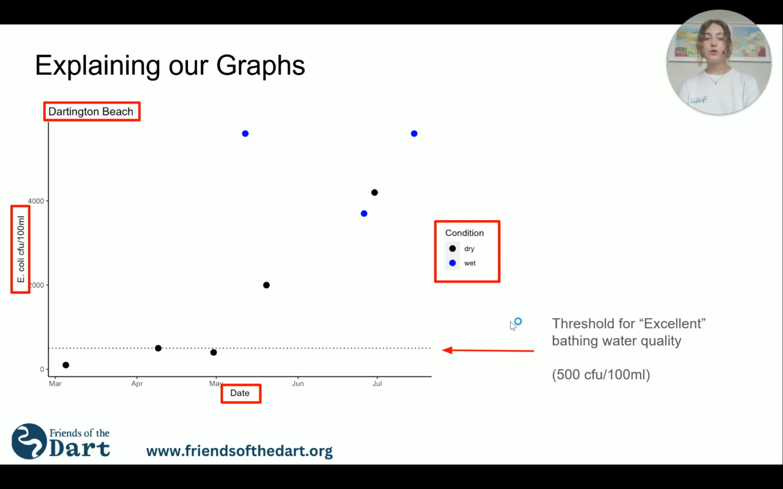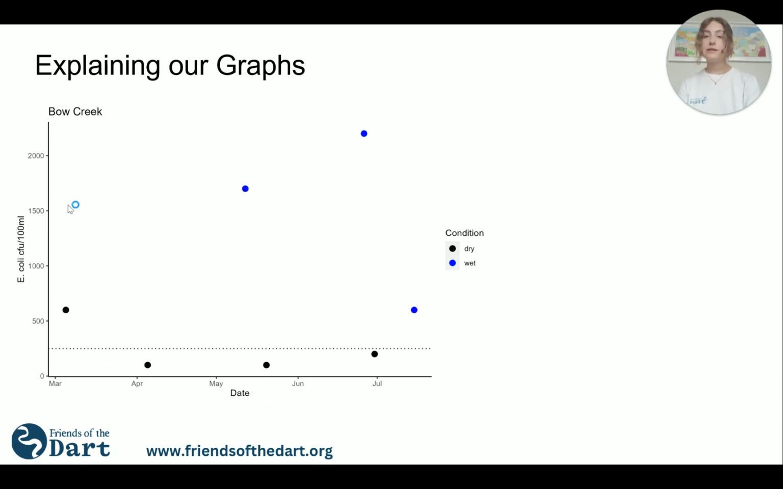This represents the threshold for excellent bathing water quality, as defined by DEFRA and as used by the Environment Agency to categorise bathing sites. So Dartington Beach is a non-tidal site, which means that the threshold for excellent bathing water quality is at 500 colony-forming units per 100 millilitres. This means that all of the data points that sit below this line are considered excellent, so the sample taken on that day at that site was excellent in terms of water quality.